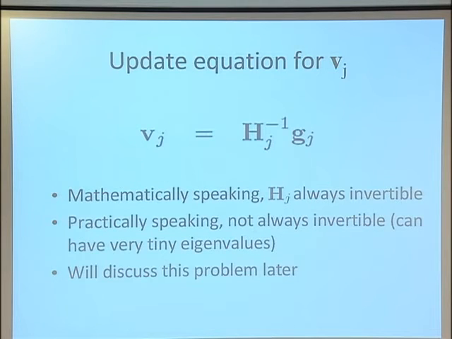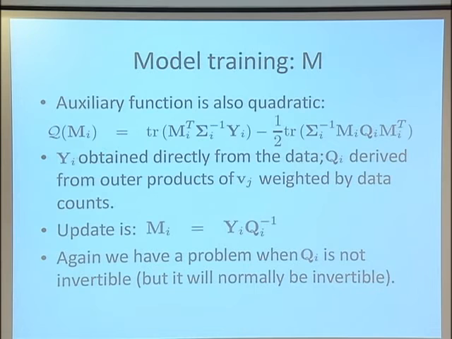So the update equation for V, you have this H and this G, and it's a very simple thing. You invert H and multiply by G. There is a slight wrinkle here in that H is, mathematically speaking, always positive definite, but for practical reasons it can be singular. So you have to come up with some way of solving this, and I'm going to mention this later.